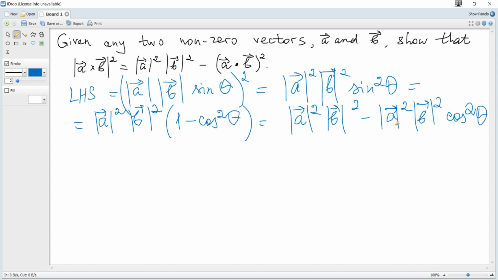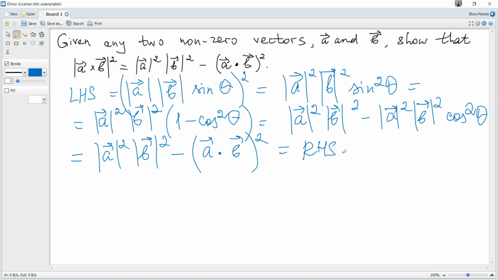And we know that a magnitude multiplied by b vector magnitude multiplied by cosine of the angle between these two vectors is the dot product formula. This formula is also given in the data booklet, hence it becomes a vector magnitude squared, b vector magnitude squared minus a vector dot product b vector, squared, as required, and it's the right hand side as required. So this statement is true.